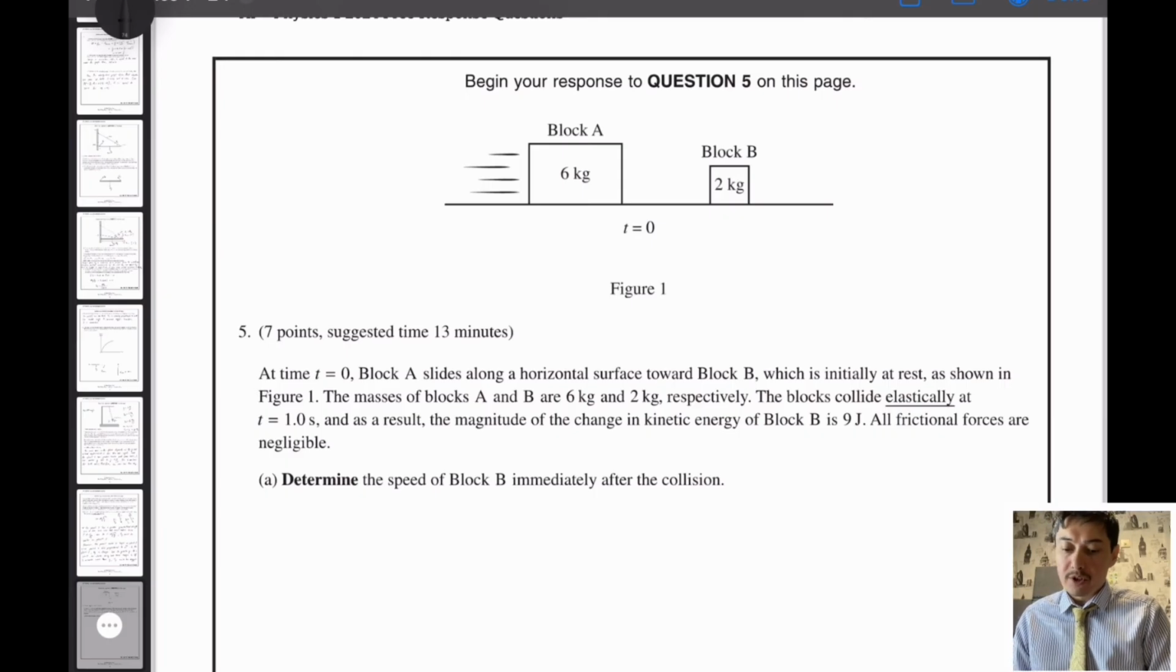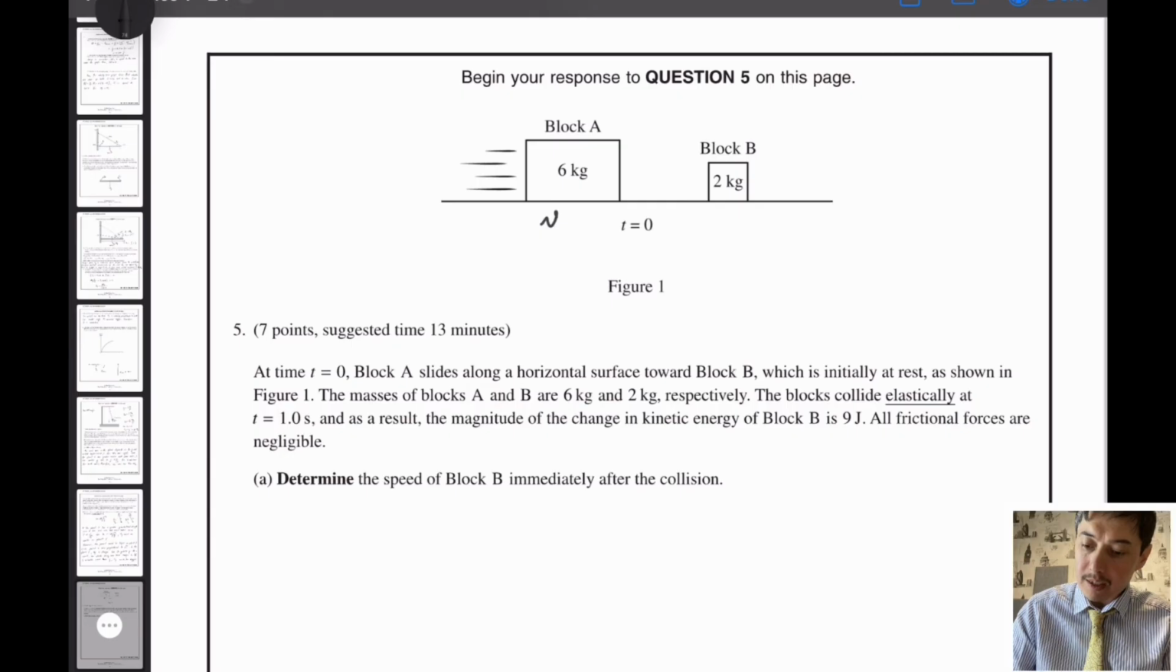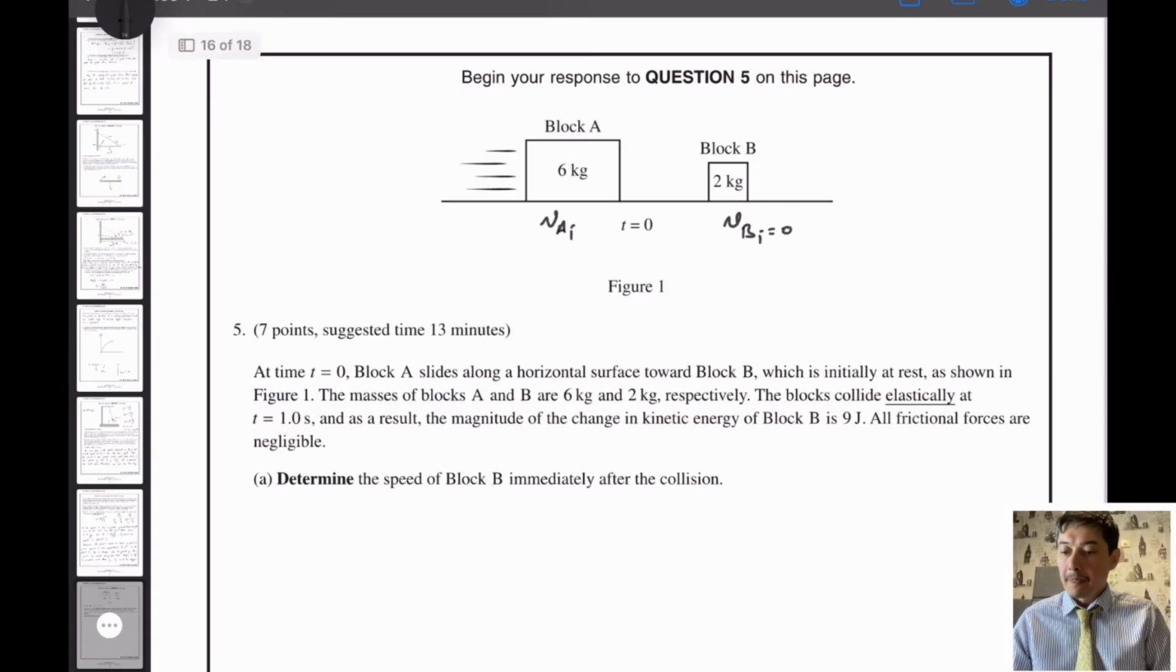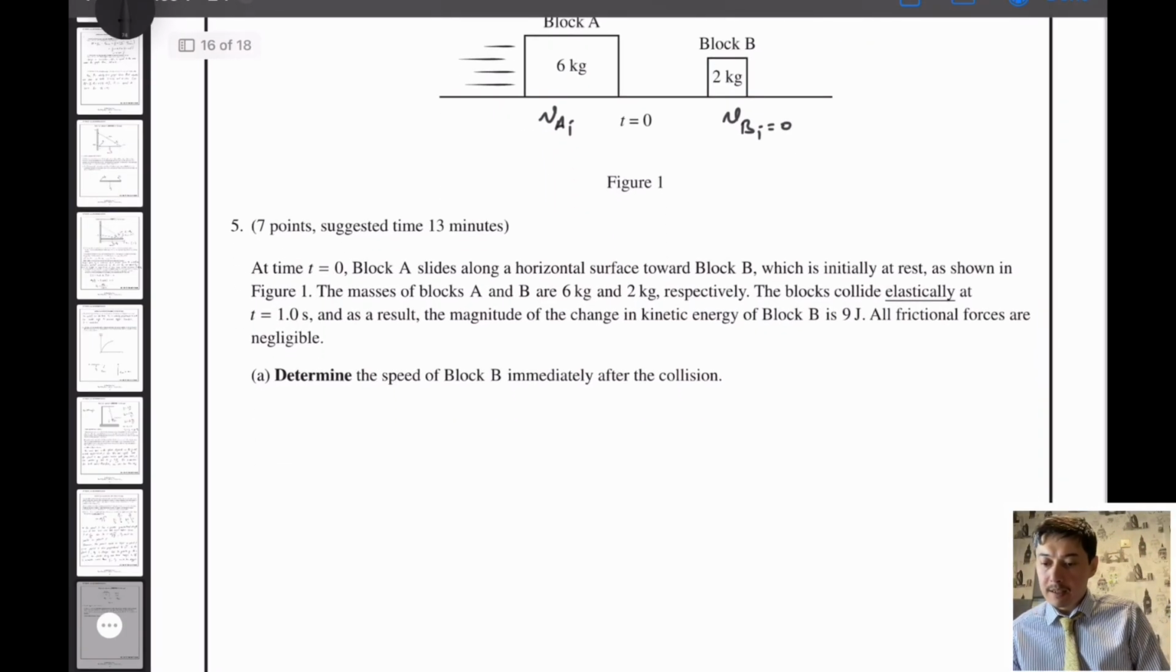All frictional forces are negligible. Part A. Determine the speed of block B immediately after the collision. So at the beginning, block A has some initial speed, and block B is initially not moving. Now we can see that the change in kinetic energy of block B is 9 joules, which is converted in the form of speed.